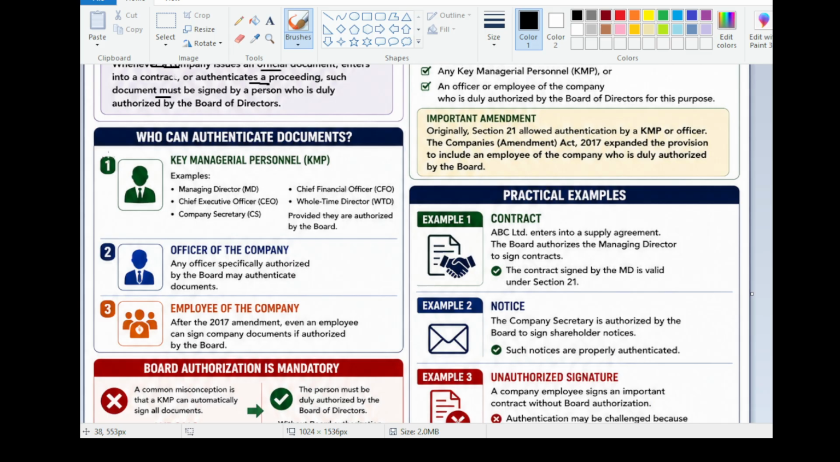After that, who can authenticate documents? Here are the key managerial persons, for example, the managing director, chief executive officer, company secretary, chief financial officer, or whole-time director, if authorized by the board. Then officers of the company: any officer specifically authorized by the board may authenticate the documents. Employees of the company: after the 2017 amendment, even an employee can sign company documents if authorized by the board of directors.